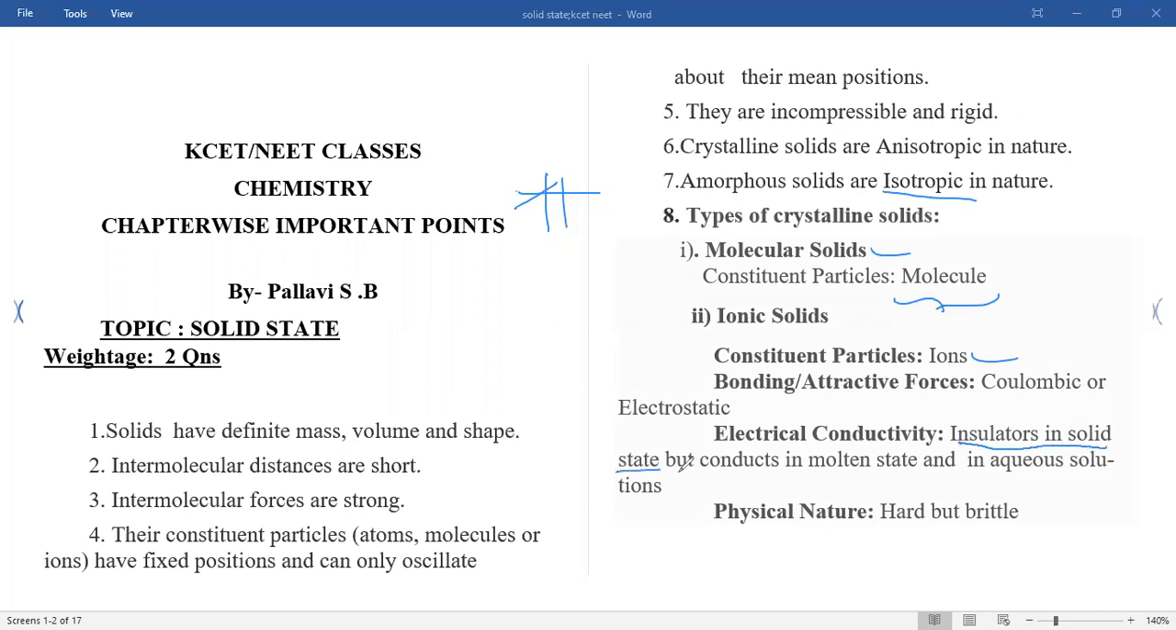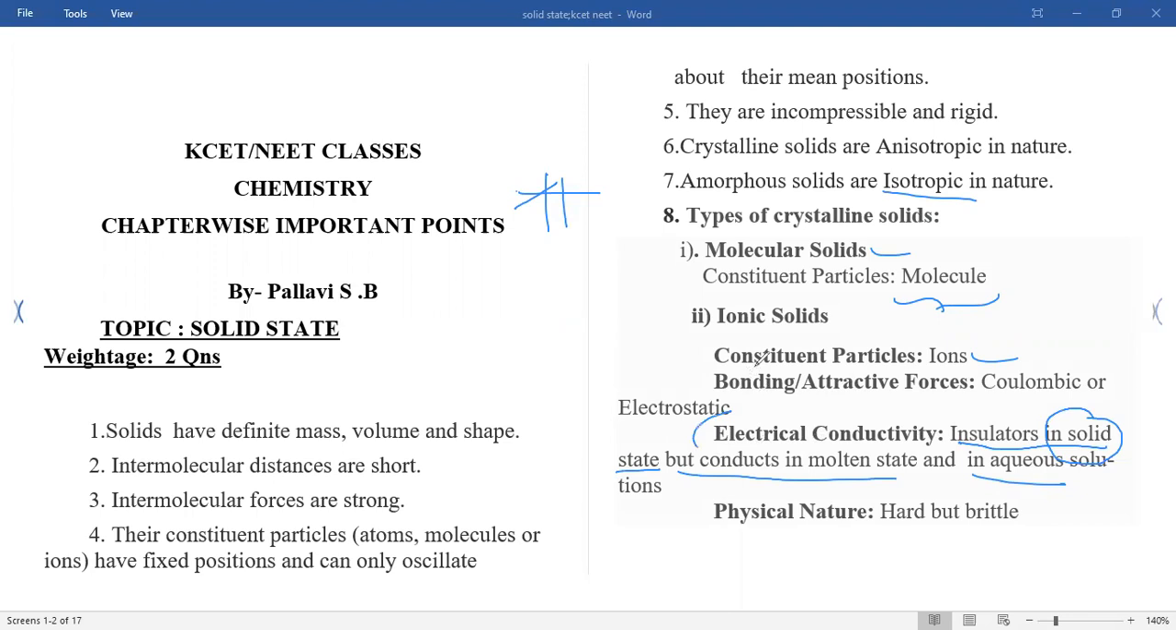Okay, but they conduct in the molten state or in aqueous solution. Obviously, when they come into aqueous condition, they turn into ions. So ions are responsible for the conductivity, but when they are present in a solid state, they act as an insulator. So do concentrate on this point.